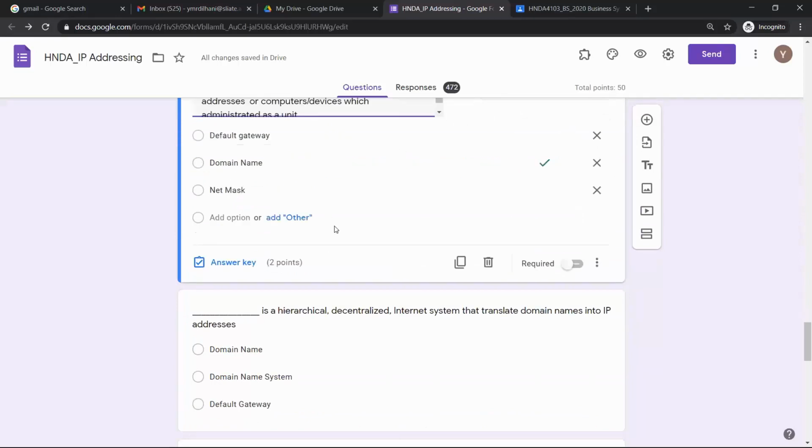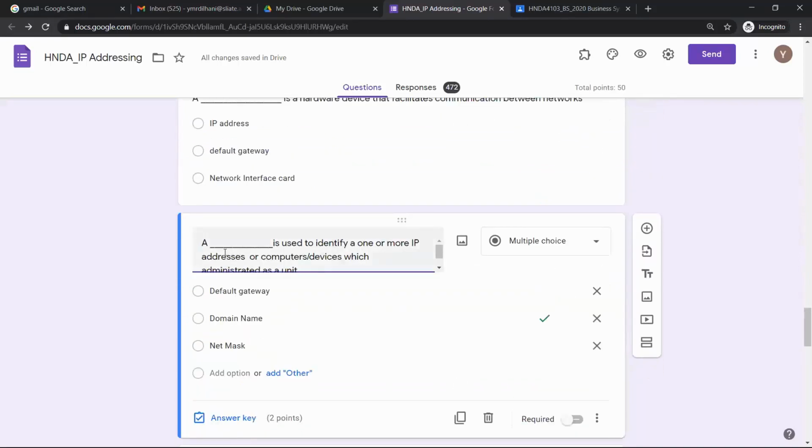So, next question. Again, you will have to fill in the blank. A blank is used to identify one or more IP addresses or computers or devices which are administrated as a unit, right?